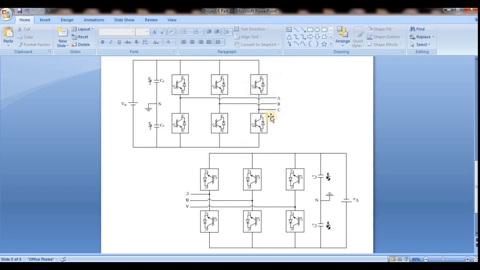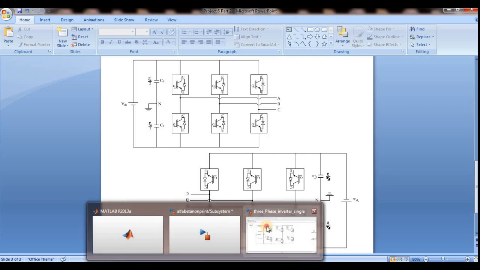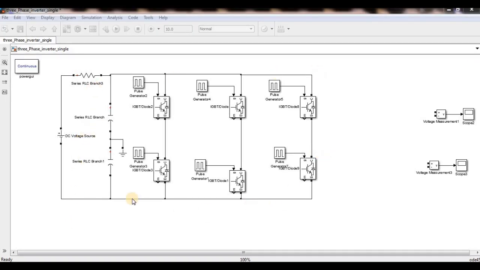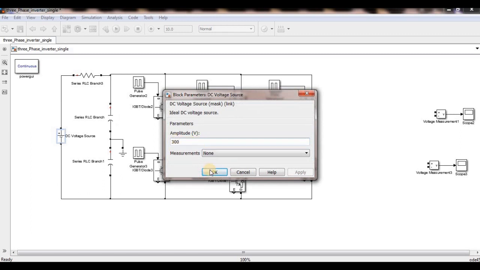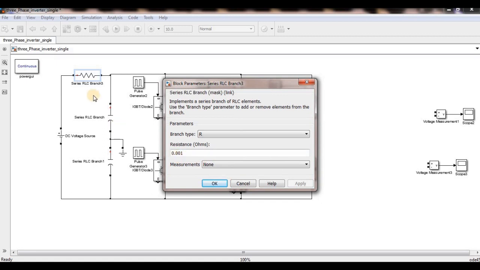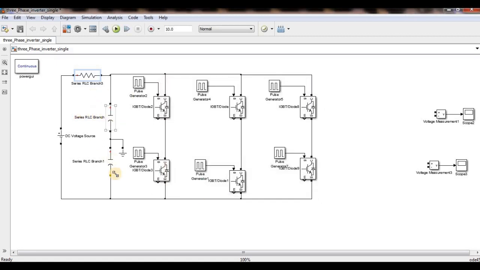Those waveforms or those responses we can clearly see in MATLAB. So this is my MATLAB model. This is the basic circuit of an inverter, and this is the DC source. Here I am applying 300 volts, and this is a very small resistance connected in series, and these are two capacitors, and this is the midpoint with neutral or ground.